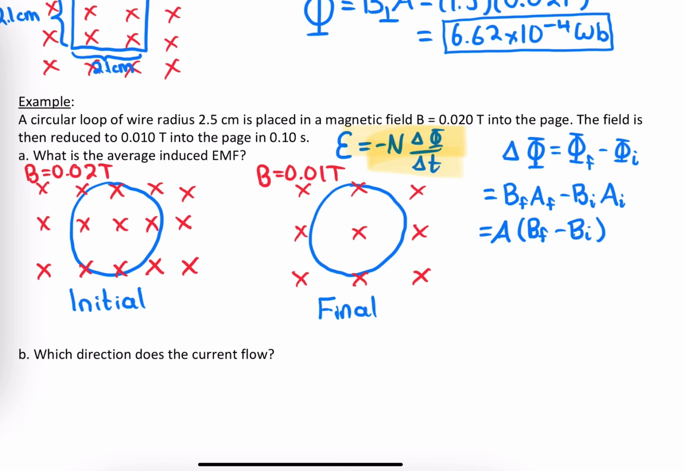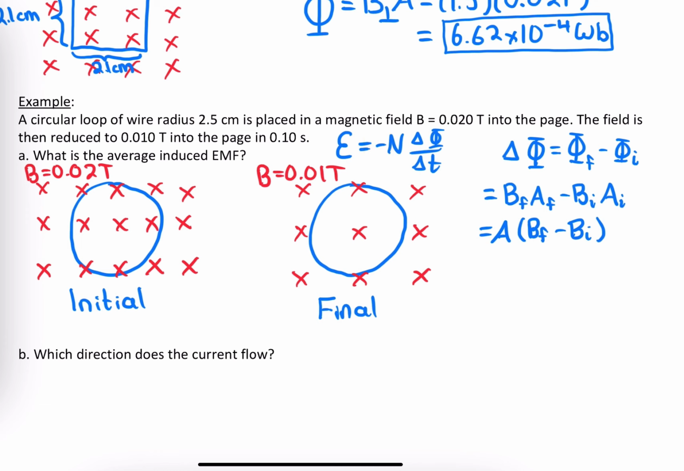There's no real vectors in here. A negative doesn't really mean the same thing for a change in flux as it does for a voltage or an EMF. So I just avoid any negatives whatsoever when I'm using this formula. I only use it with magnitudes. And this negative here, I just think of that as a reminder about Lenz's law. That when I go to find the direction of the current, it's going to act in a way to oppose the change in flux.